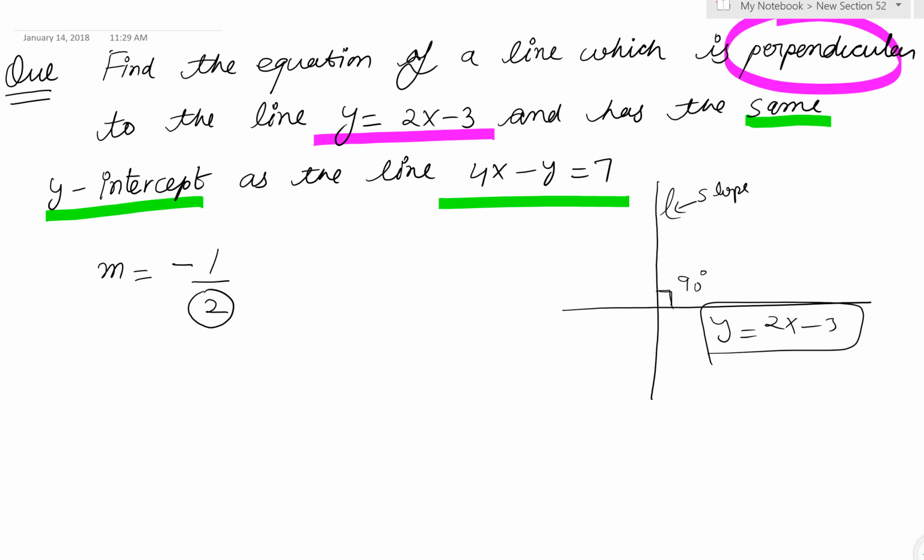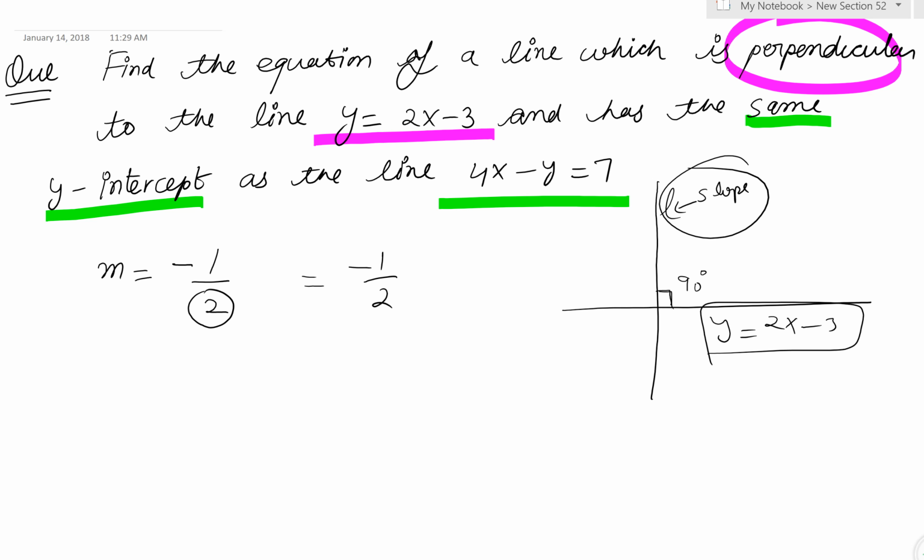So your m, the slope of your line, is the negative reciprocal. Reciprocal means you flip it. Flip means 1 over 2. So whatever slope you have in that line, you write it at the bottom, and you do 1 over that slope and a negative sign. So your slope is basically minus 1 over 2, the slope of your line.